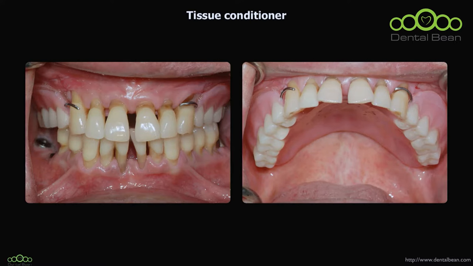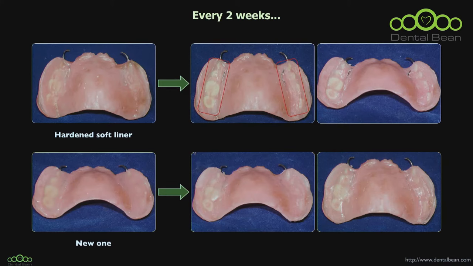At this moment, it's very, very important to apply the tissue conditioner, such as soft liner, to protect the implant site or bone graft site. We know where is the weakest area. So it is good to spread out the soft liner inside the denture base. And then most importantly, you should exchange this hardened soft liner with a new one every 1 or 2 weeks to protect the implant site and bone graft site. Without doing this, some implants can fail. So I want to strongly recommend, please apply this soft liner. And every 1 or 2 weeks, please exchange it with a new one.